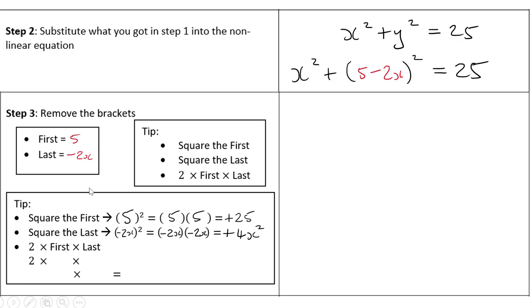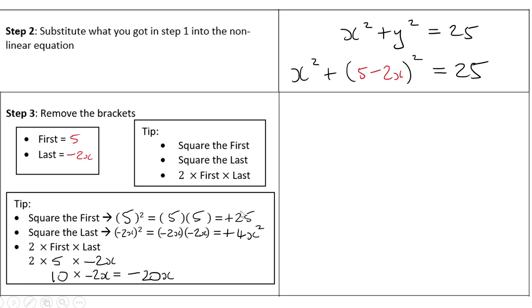And then we have this fella. This is the trickiest bit to remember. Twice the first times the last. You just work out twice the first. 2 times 5 is 10. Times the last, which is minus 2x. Be careful. Plus by minus is minus. 10 by 2 is 20. And 10 by 2x is 20x. So there it is all worked out.